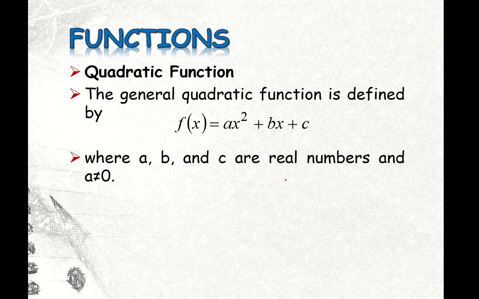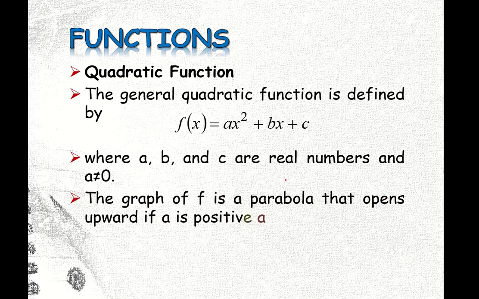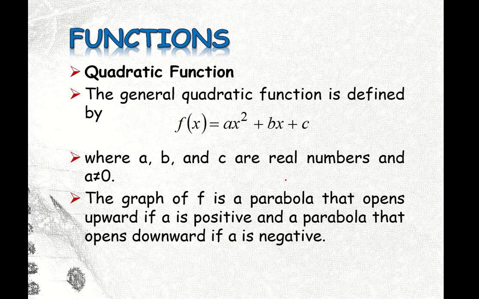Where a, b, and c are real numbers and a should not be equal to 0. Alright, so that's the condition. The graph of this function is a parabola. If a is positive, then the parabola opens upward.